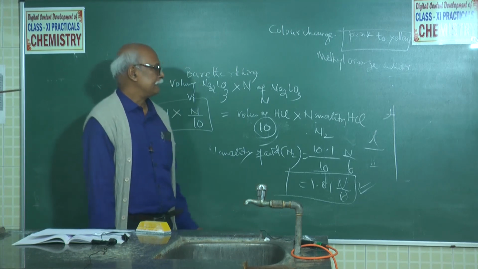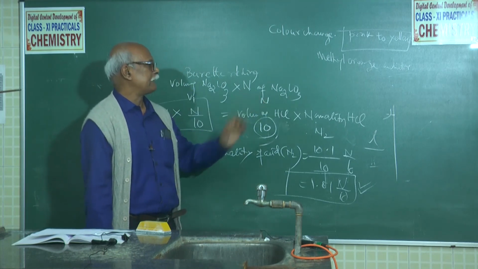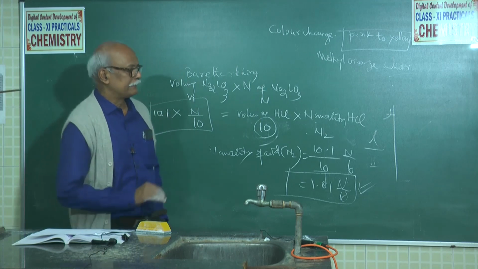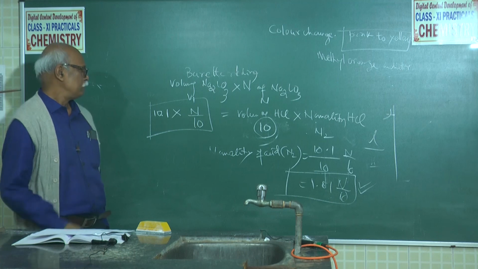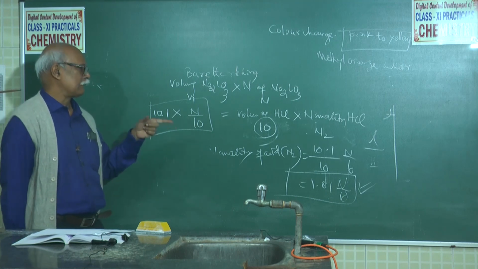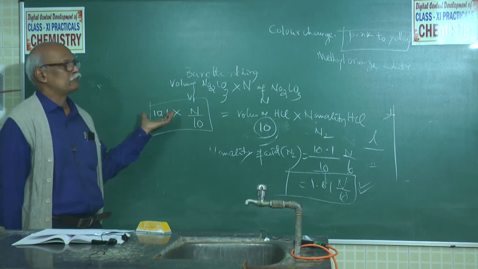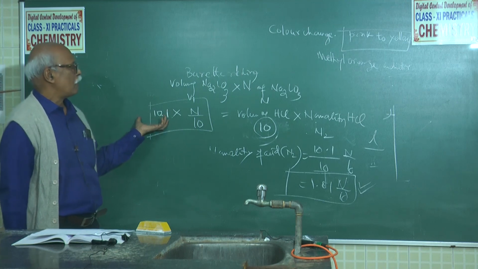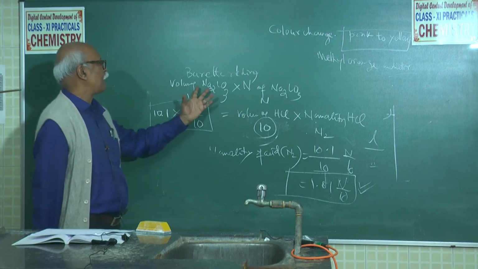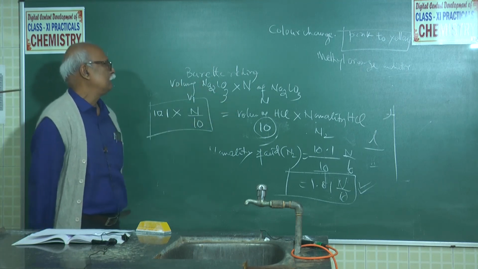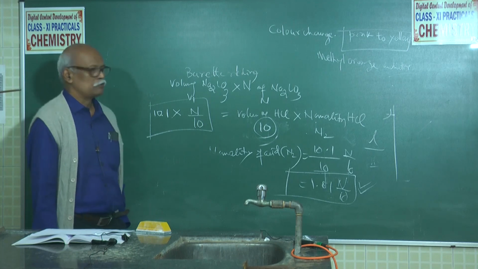And this is the actual normality of hydrochloric acid that you cannot find out directly by taking weight or volume, but you can calculate it with reference to a standard solution, whose normality you can prepare by taking the exact weight and exact volume of sodium carbonate in a solution.